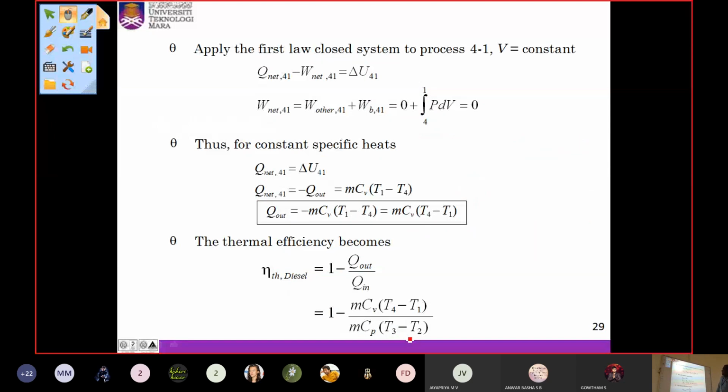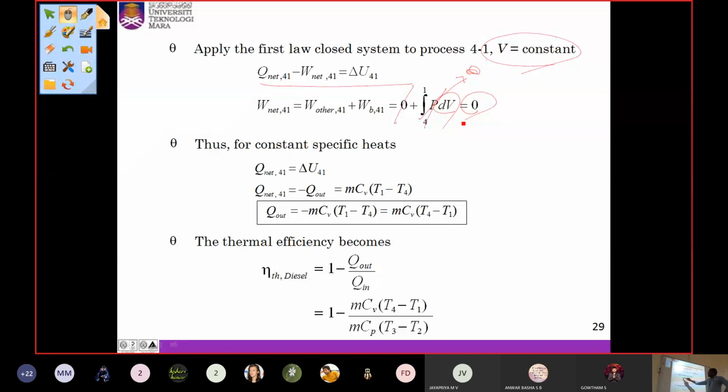So we can derive the Q out here. At the constant volume process, the process 4 to 1, constant volume process, as usual we use the first law of thermodynamics. Then the work done by the constant volume process: here volume is constant, so the integration of P dV, if volume is constant, the whole term will be 0. So there is no work in the constant volume process.